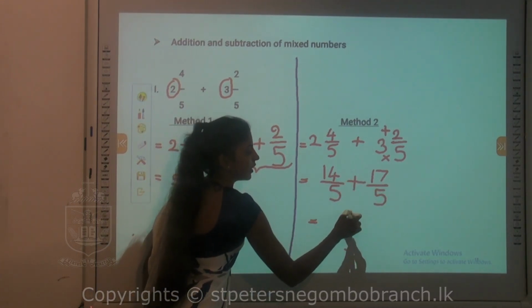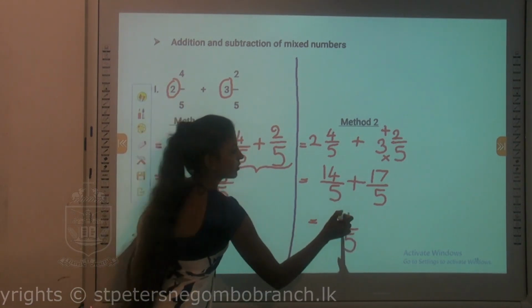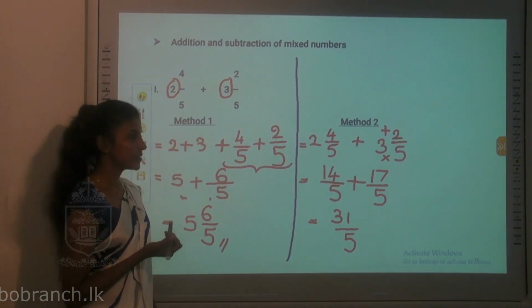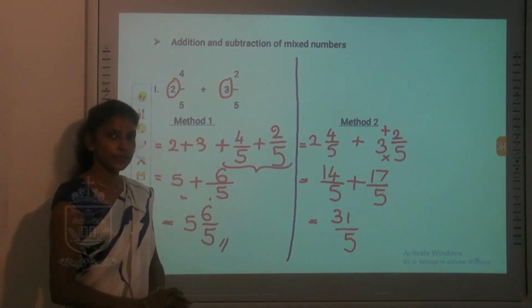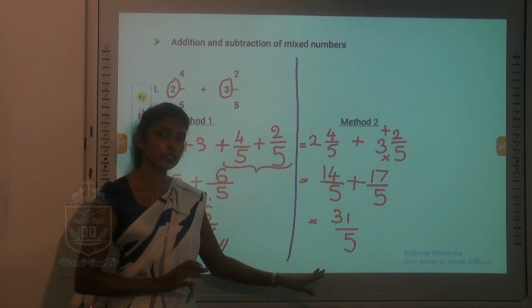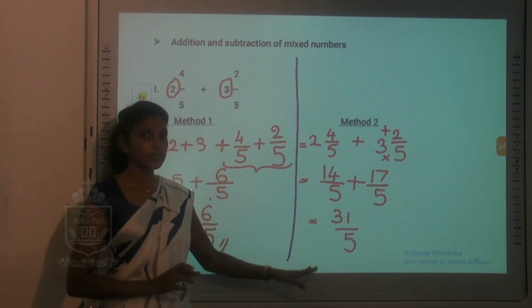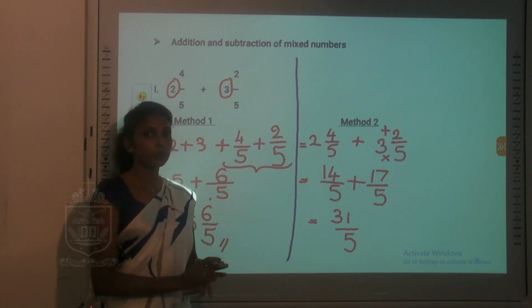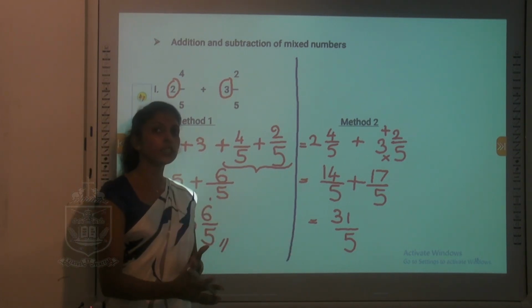Here you all have 31 over 5 as the answer. So is this the final answer? You have to check whether all three conditions are satisfied. Is it a proper fraction? No, actually it's not a proper fraction, it's an improper fraction. So you all know if the answer is an improper fraction, you have to convert it into a mixed number.